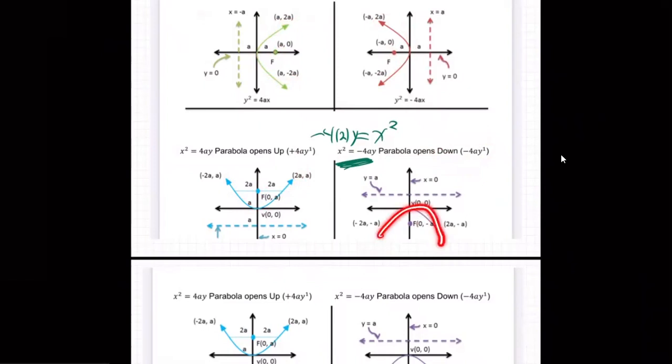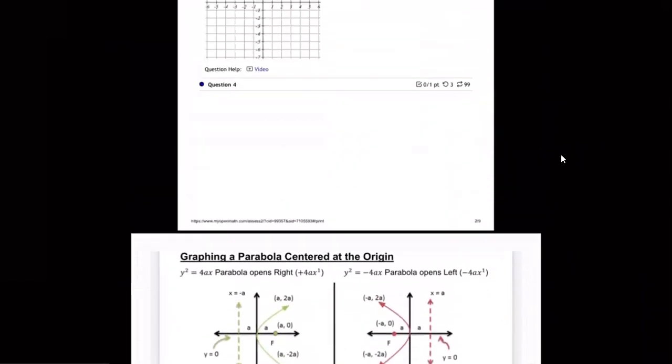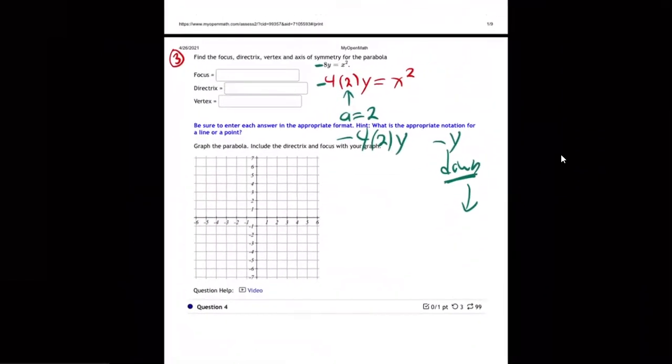So in our case, the branches are going down, so the focus point is down. Down how far? A, whatever A is, that's why A is so important. 2. So right there is the focus. And what's the coordinate set? Over 0, down 2. I'll put it right here. That's the focus point, and I'm going to write its coordinates right here. Over 0, down 2. There it is.